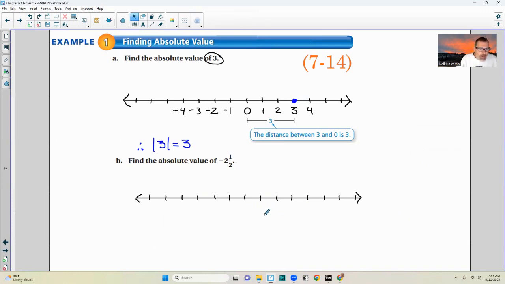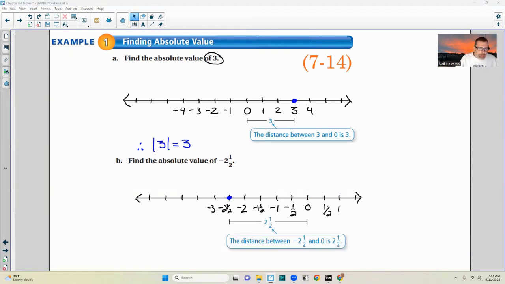So if I put 0 over to this side a little bit, how about right here? 1/2 would be here. 1, -1/2, -1, -1 and 1/2, -2, -2 1/2, -3. Okay, so since we're doing -2 1/2, we can plot that now. It is right here. And 0 is right here. So how far is that?